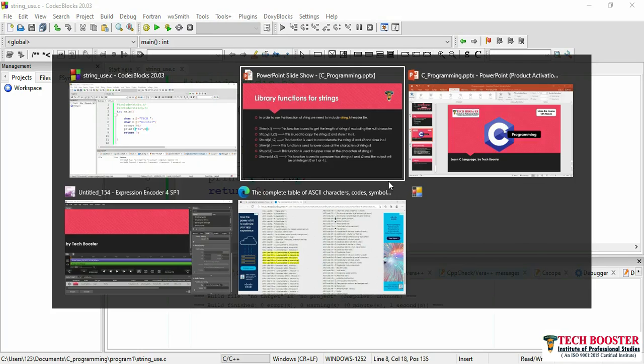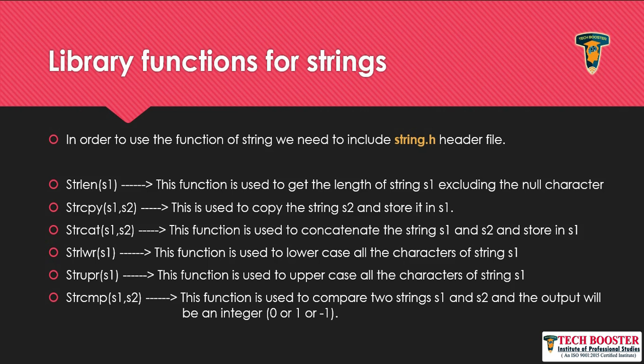My next function here is your strcmp, that is your compare string. Here you can compare two of your strings, like I have two strings here, s1 and s2. You can compare your two strings, but your output will be an integer, that is your output will either be 0, +1 or -1. So what do you mean by this one? Let me show you this one with an example.